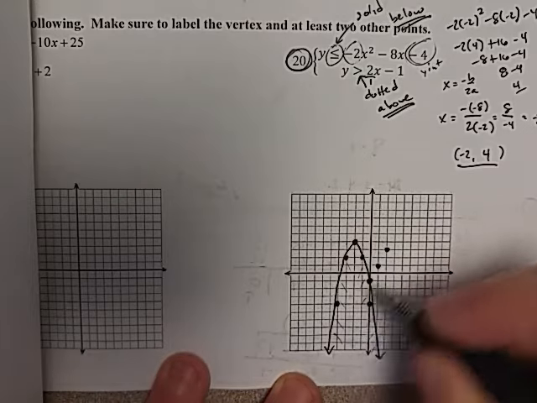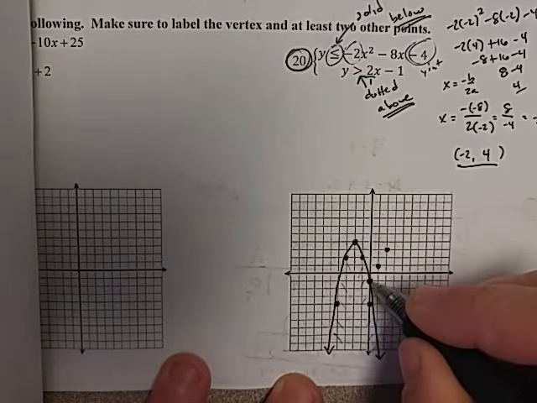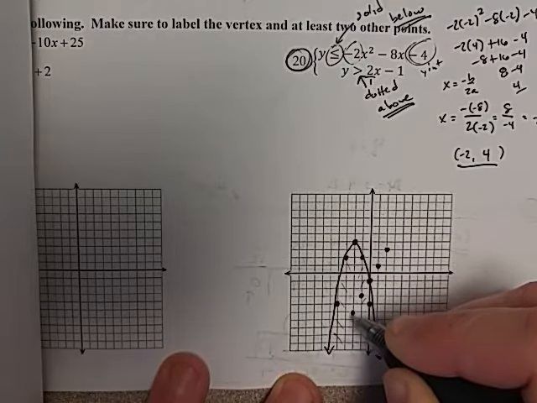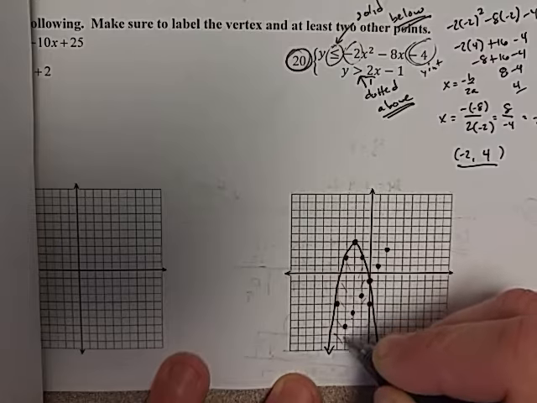Now, I might want to go backwards since that's where my parabola is. So instead of rising 2, I'll go down 2 and back 1. And that keeps me in line here. Down 2 and back 1, down 2 and back 1.